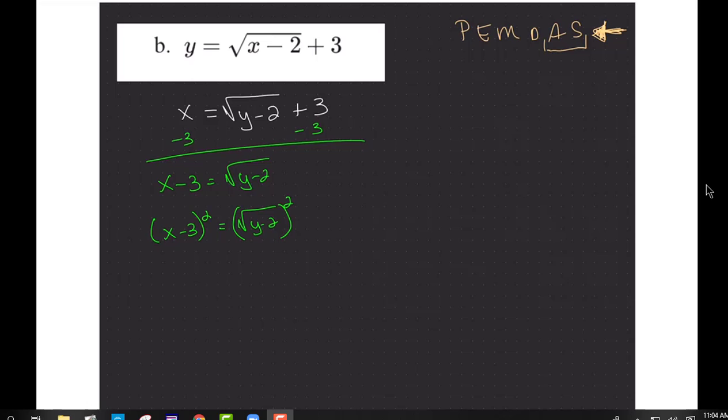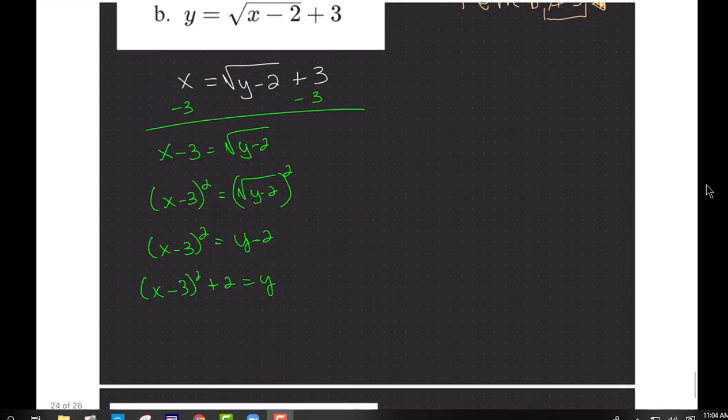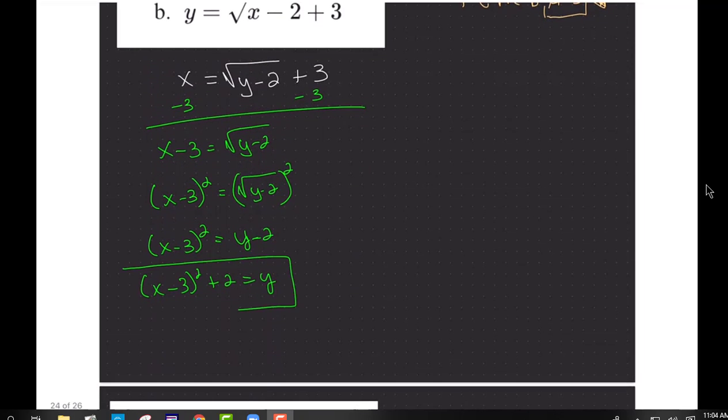So then when you add 2, you can't add 2 to the 3, because you'd have x minus 3 squared equals y minus 2. Then you're going to add 2 to both sides. Yeah. See, you guys are ahead of me. Plus 2 equals y. And then I'm good with leaving it this way.